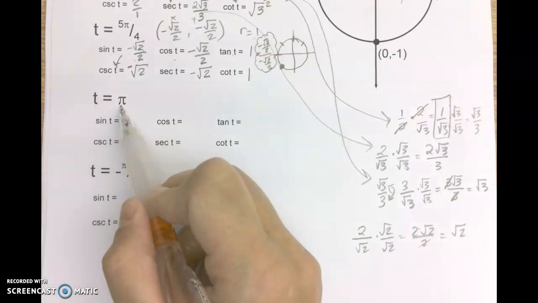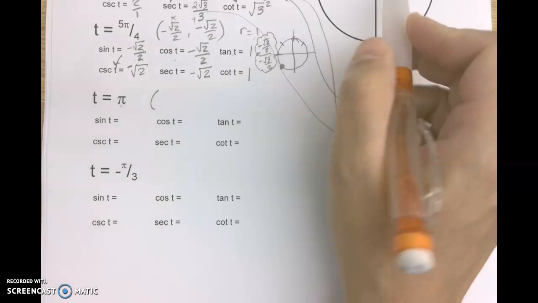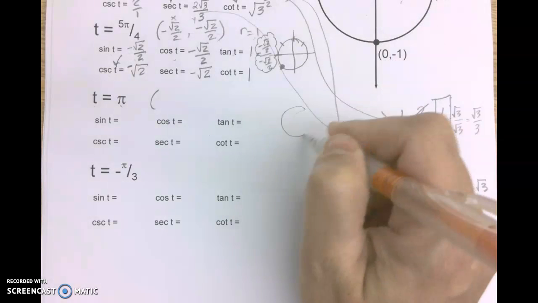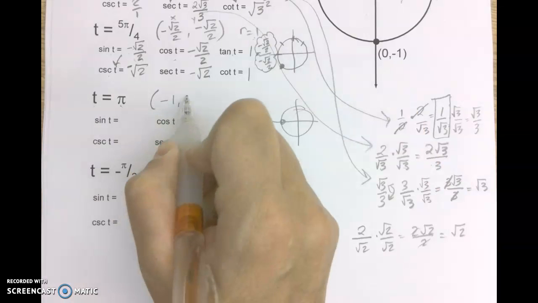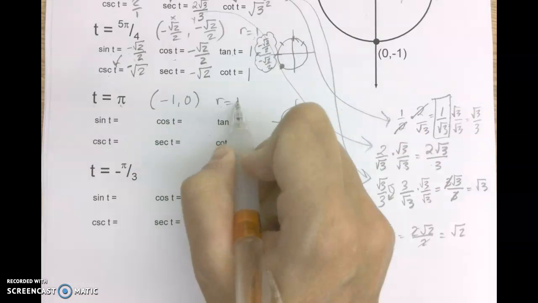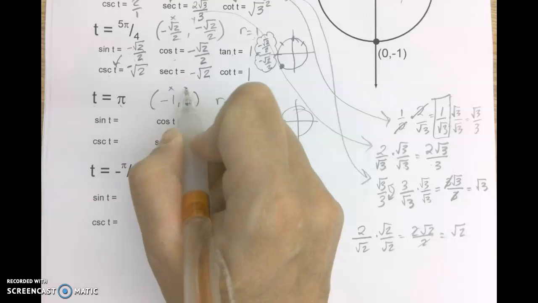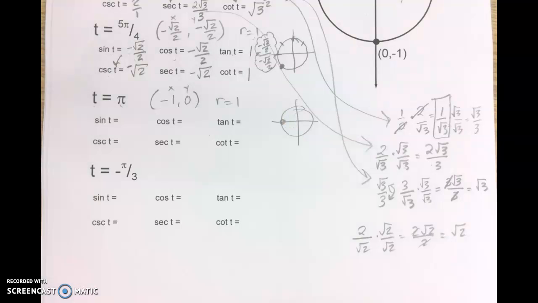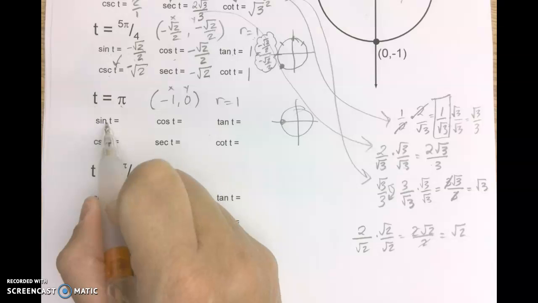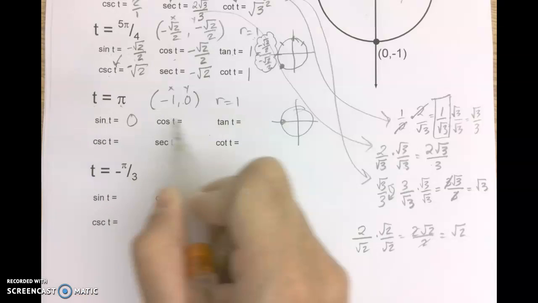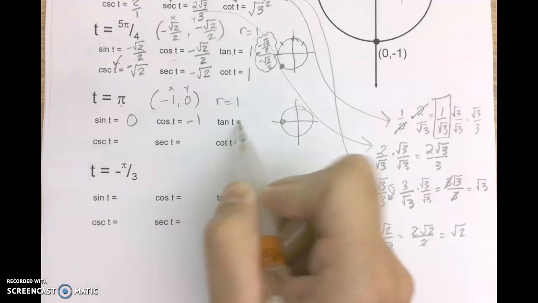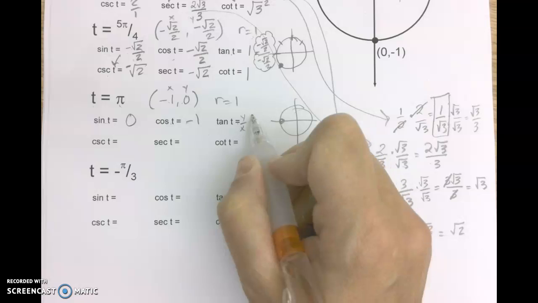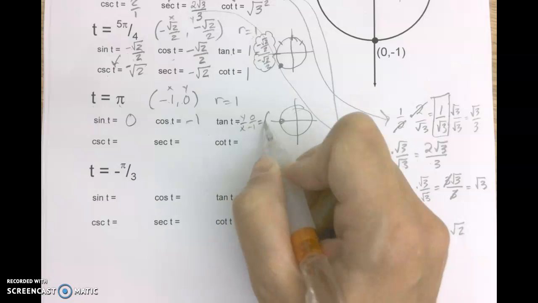Okay, when my angle is pi, that coordinate is right here. So that's going to be -1 and 0 with a radius of 1. This is x, that's y. Okay, so sine is basically my y value. So it's going to be 0. Cosine is my x value. Tangent is going to be y over x. So it will be 0 over -1, which is 0.